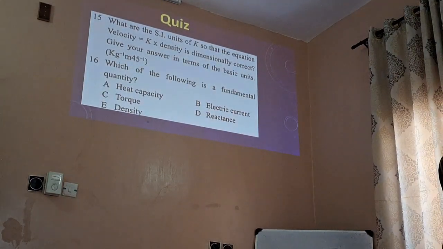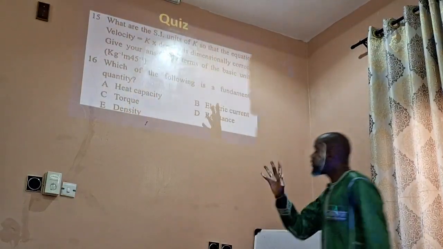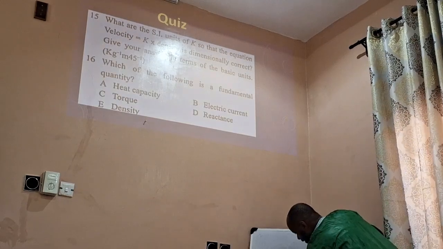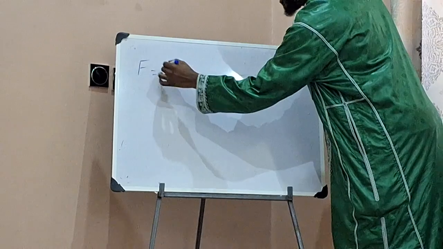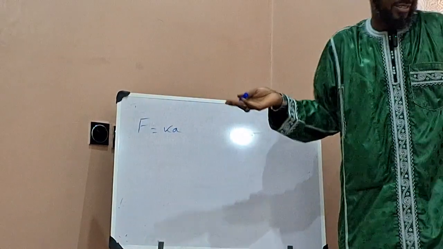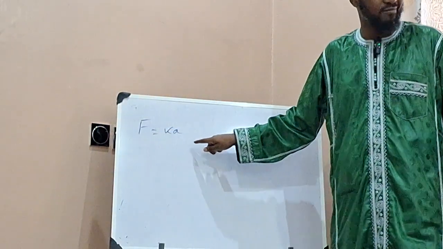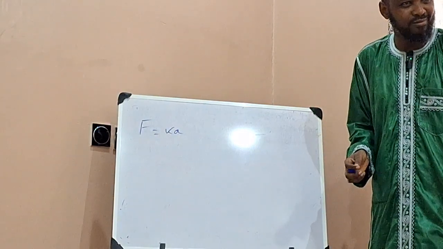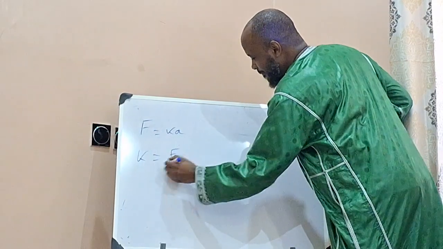Let me explain this question in clearer terms. We want to find the unit of K. Suppose you have F equal Ka, where K is a constant. This is force, this is acceleration. How do we find the unit of K? K is equal to F over A. Good. K equal F over A, isn't it?